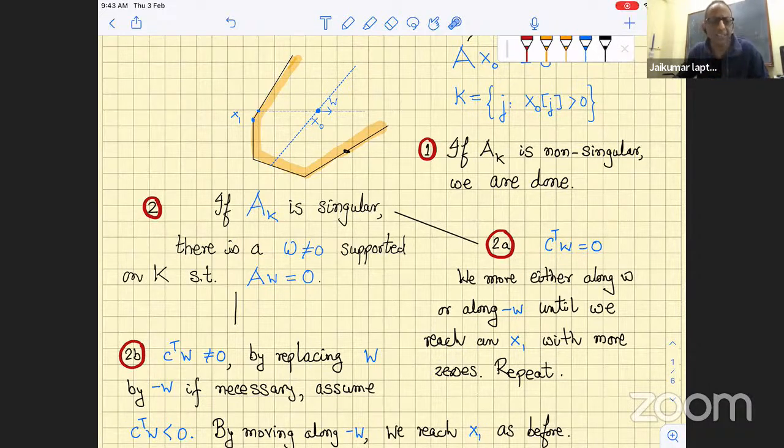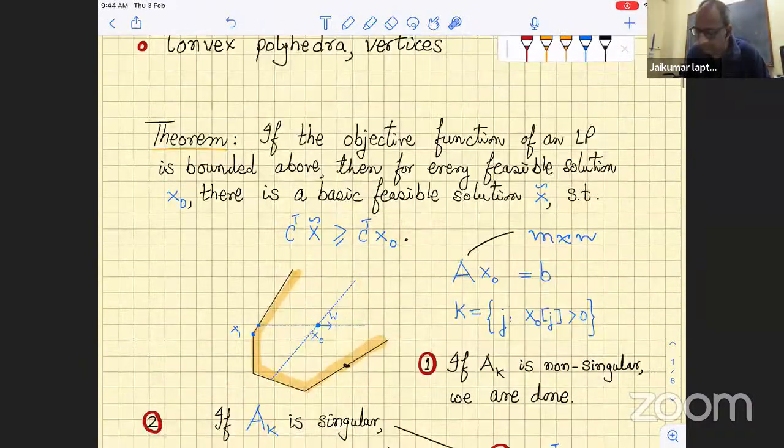This is an algorithmic way of thinking about it, and we will eventually come to a point where we have a basic feasible solution. So this establishes the theorem. You can say it is by induction, reverse induction on the number of non-zero coordinates. So we are reducing all the time.